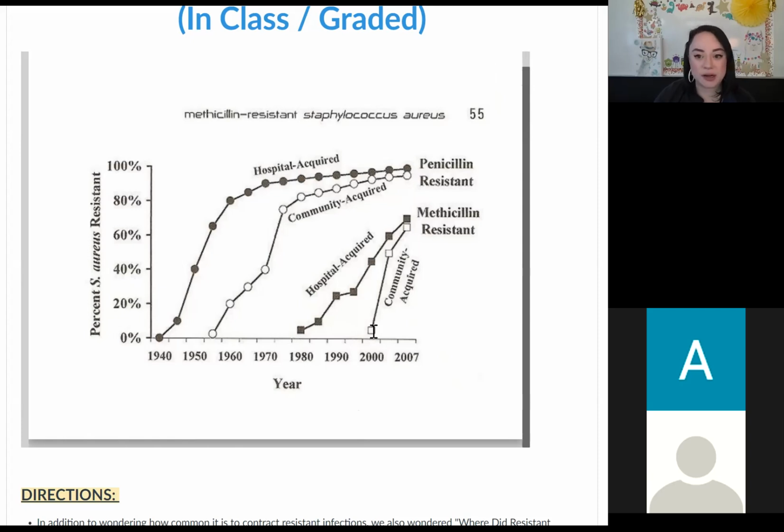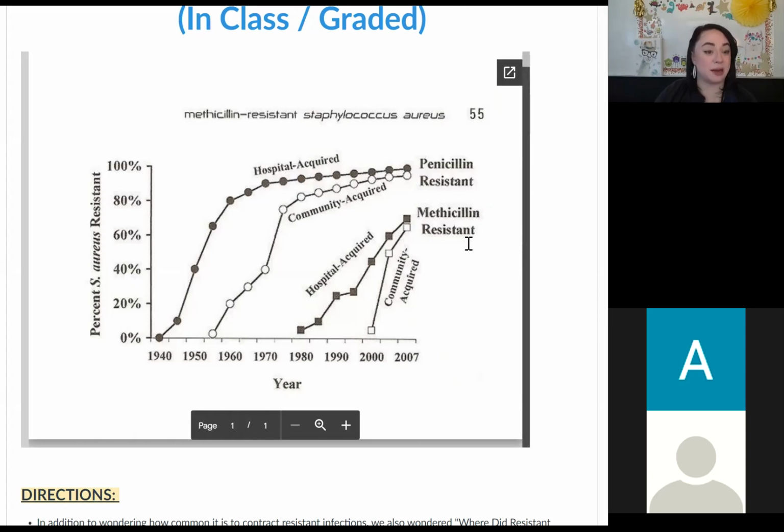We see about 20 years after it first shows up in hospitals, we see it in the community, which again means you could get these bacteria as an infection anywhere outside of the hospital, and they couldn't be treated by methicillin, a second type of antibiotic. Most of them couldn't be treated by penicillin, and now almost 70% also couldn't be treated by methicillin, okay? And this was in 2007, right? So we are talking, what, about 14 years ago?